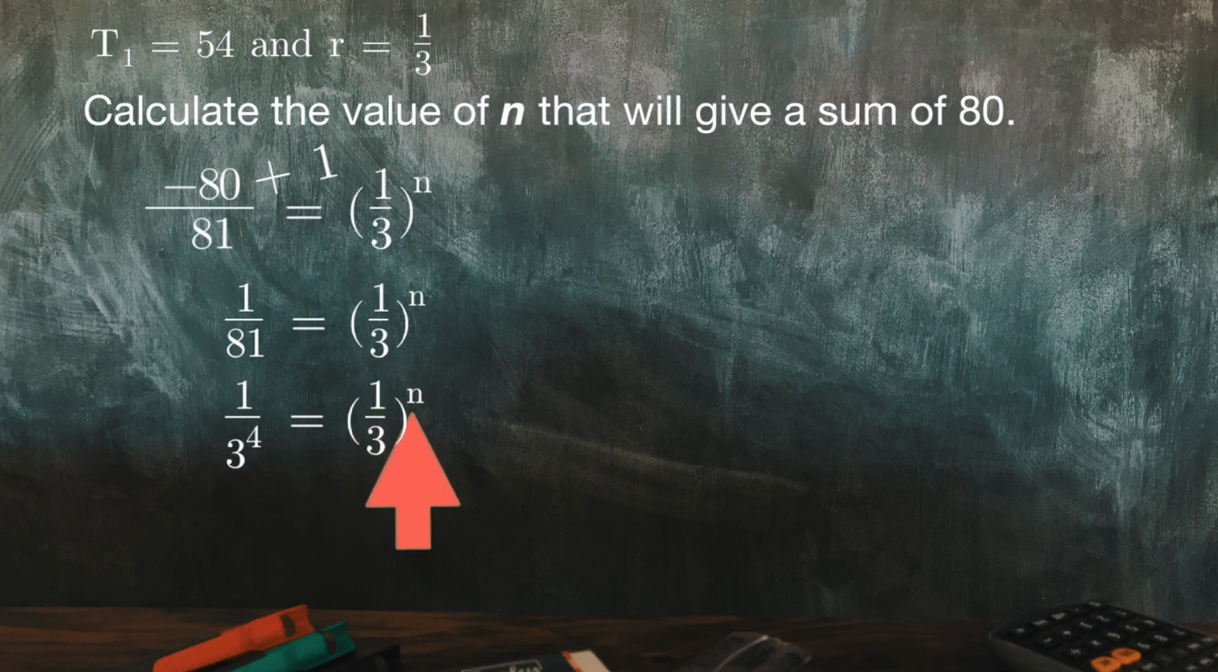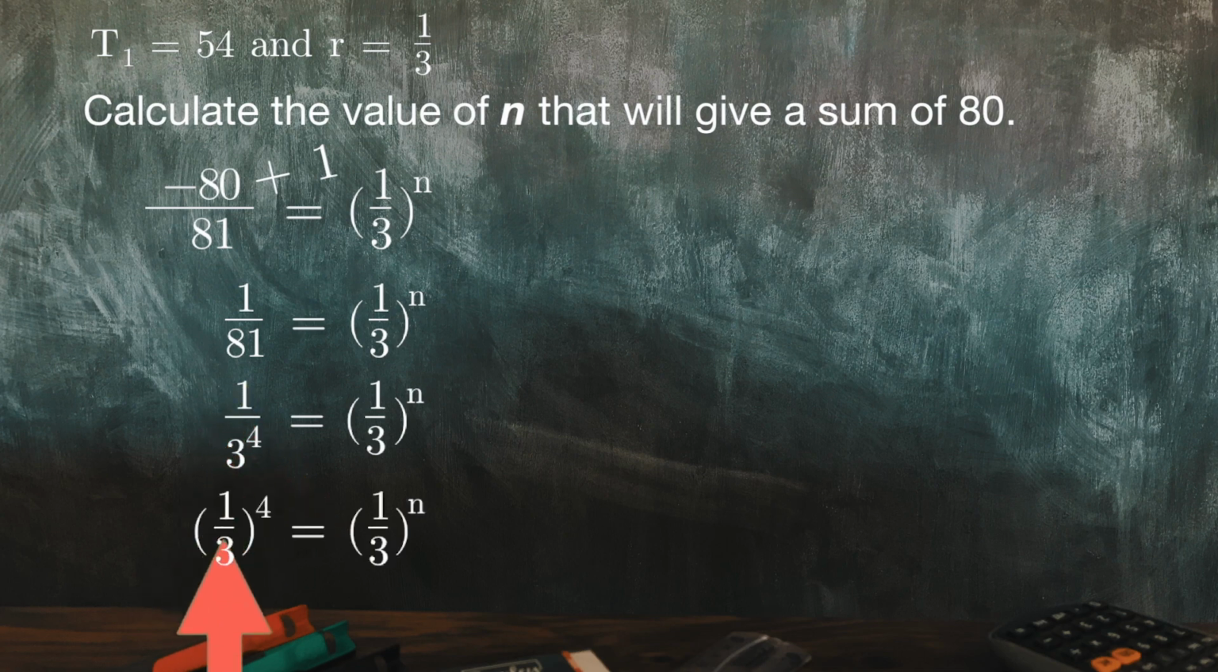And then by using some of the exponent laws, we can write 1 over 3 to the power of 4 as a third in brackets to the power of 4, which is equal to 1 over 3 in brackets to the power of n. Well, the bases are exactly the same, so guess what? The exponents must be the same. So we can get rid of these bases, and then we have 4 equals n. So we added 4 terms to get to a sum total of 80.